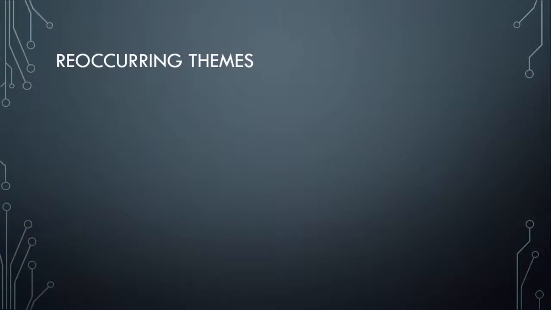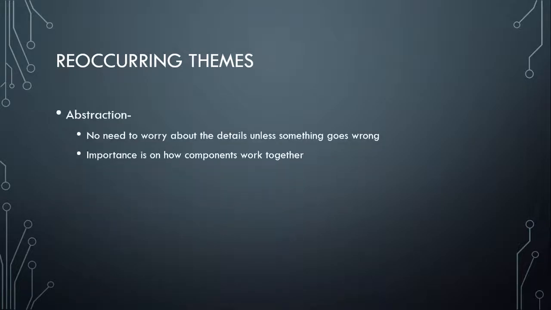Some recurring themes occur, not just in this class, but in computing in general. One is abstraction. Pretty much what this means is there's not necessarily a need to worry about the details, all the fine stuff, until something goes wrong. Generally speaking, you're going to be looking at the larger, overarching picture, and you'll hammer out those fine details when you get to them. You're going to plan out generally and very broadly. The importance instead is placed on how these different components are going to work together.